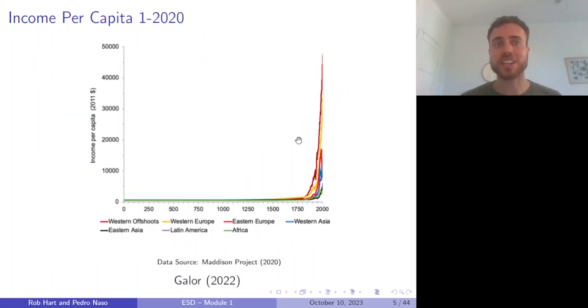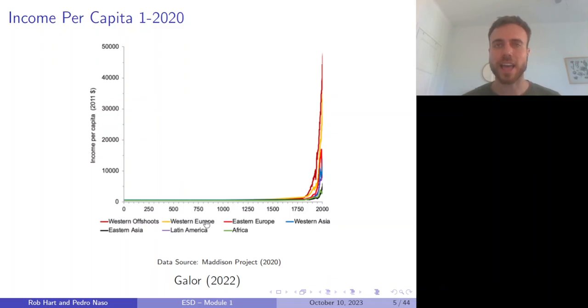And we can see that if we look at income per capita from year 0 to year 2020. So here we see income per capita in 2011 US dollars. So this is constant dollars, it's constant value income per capita.